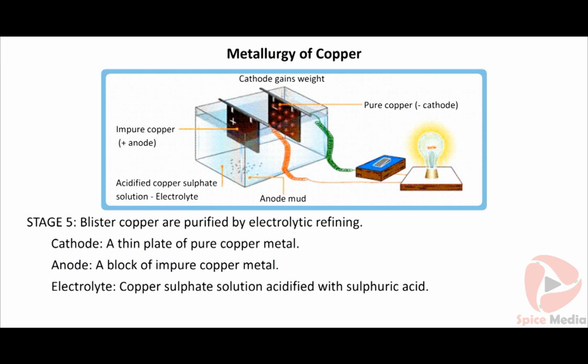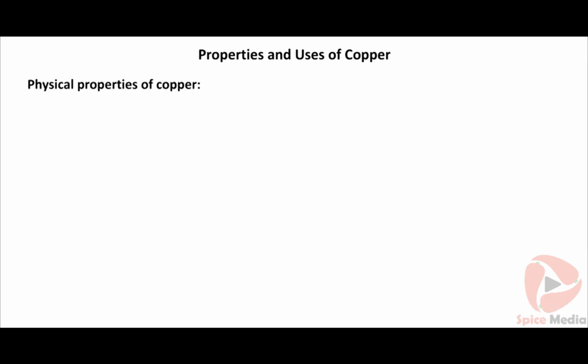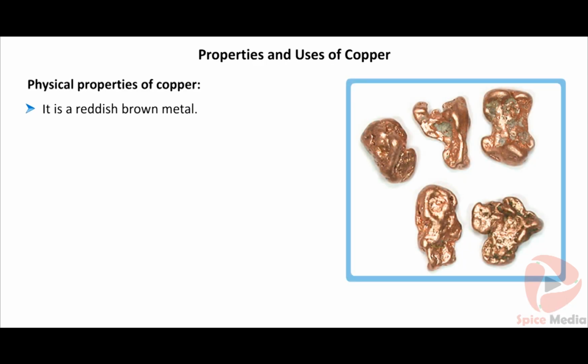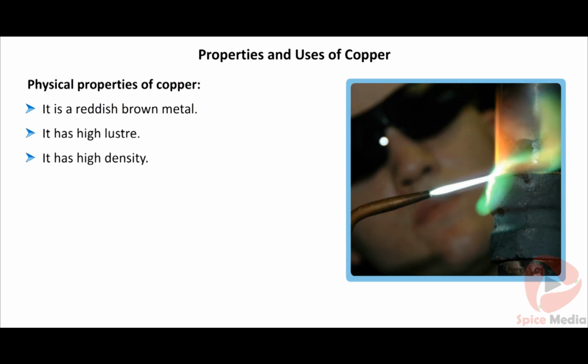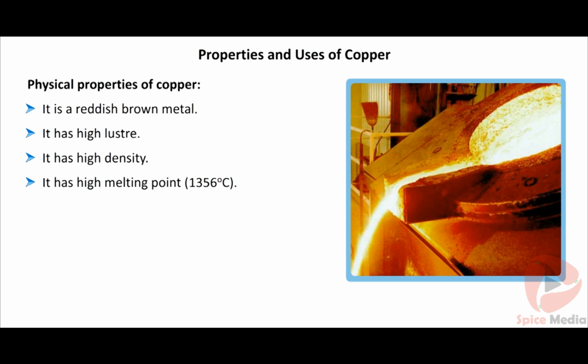When electric current is passed through the electrolytic solution, pure copper gets deposited at the cathode. Impurities settle at the bottom of the anode in the form of sludge called anode mud. Physical properties of copper. It is a reddish-brown metal. It has high luster. It has high density. It has a high melting point, 1356 degrees Celsius.